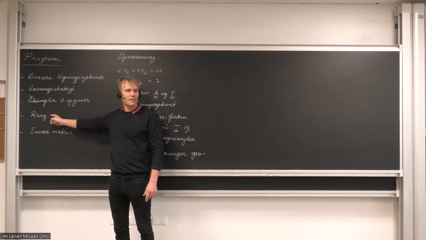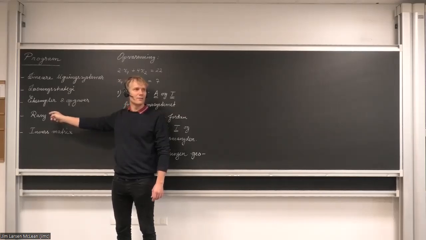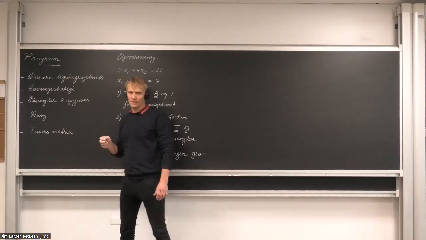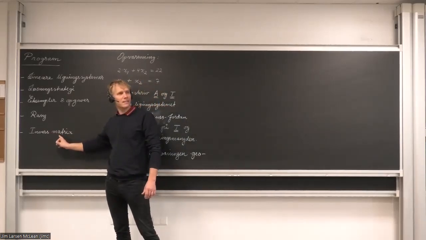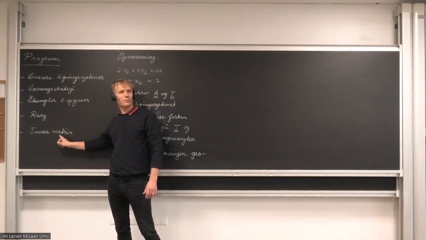It turns out that it makes sense to talk about rank, which is the number of leading ones you can produce if you perform Gauss-Jordan elimination on a total matrix. And finally, we'll look at something called the inverse matrix. It's a super smart way to solve linear systems.